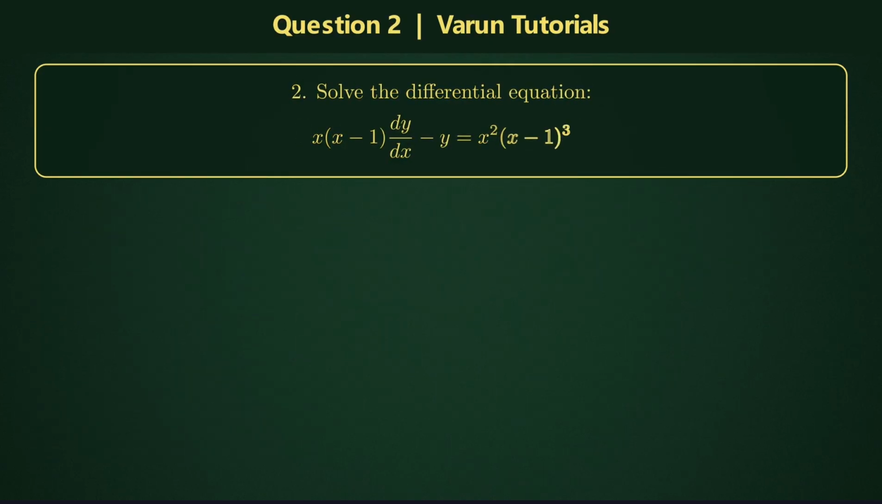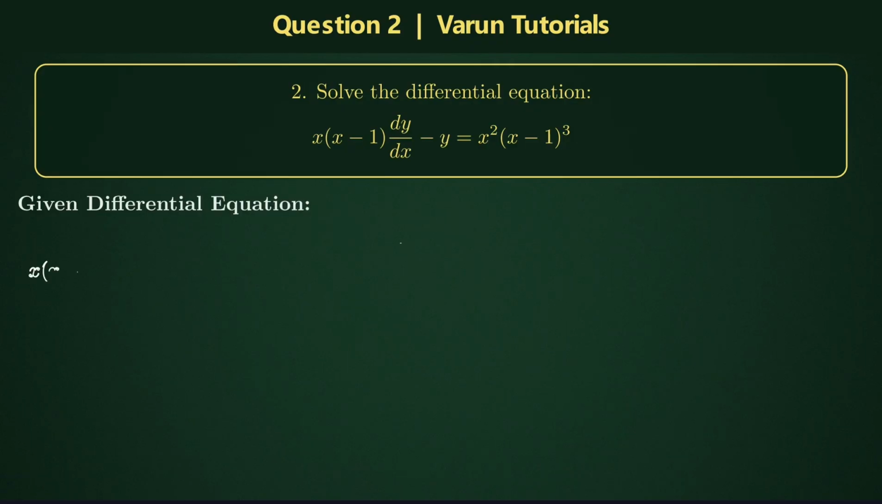Let's move to question 2: x times the quantity x minus 1, times dy by dx, minus y, equals x squared times the quantity x minus 1 cubed. We will rewrite it in standard form, find the integrating factor using partial fractions, and solve. We start with the given differential equation.